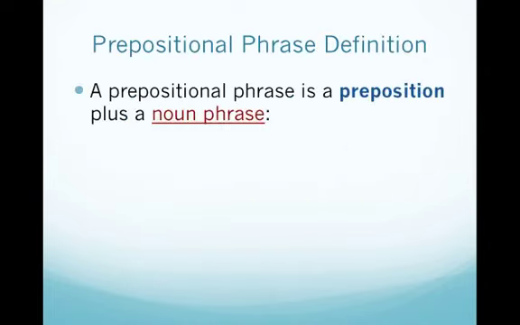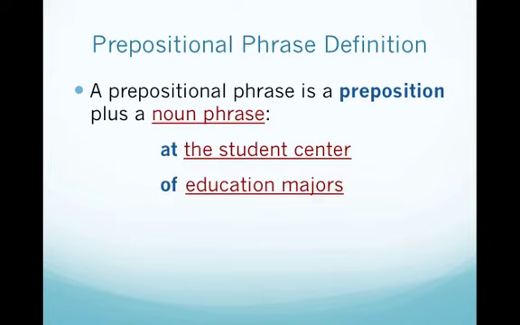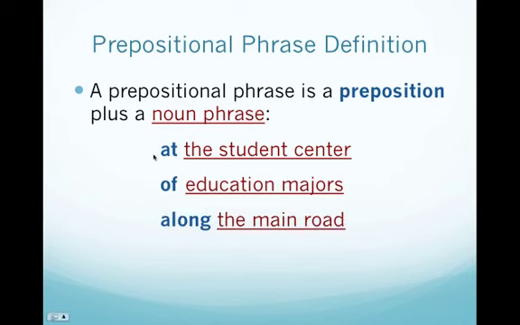Prepositions allow you to add a level of richness and detail to your writing. Here's a working definition for a prepositional phrase. It's a preposition plus a noun phrase. At the student center, of education majors, along the main road. So all of these start with a preposition before our noun phrase, at, of, along, and then we have noun phrases, all with determiners, all with modifiers, and then center, majors, road are nouns.